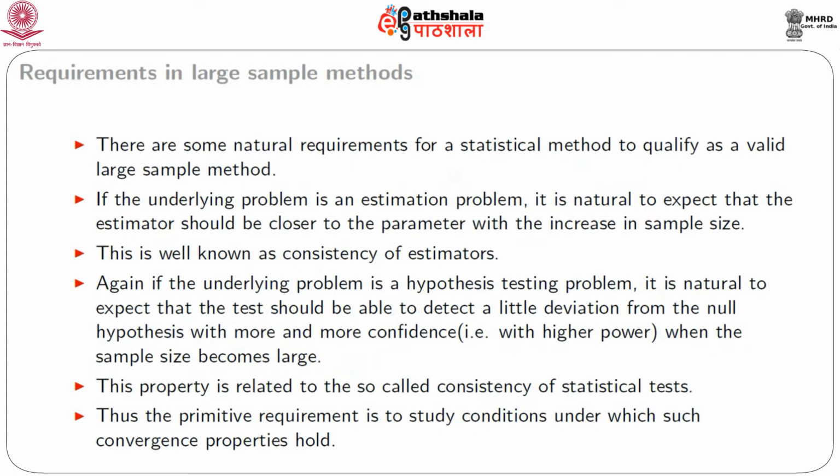So, now we shall discuss some requirements in large sample methods. There are some natural requirements for a statistical method to qualify as a valid large sample method. If the underlying problem is an estimation problem, it is natural to expect that the estimator should be closer to the parameter with the increase in sample size. This is the well known property of consistency of estimators. Again, if the underlying problem is a hypothesis testing problem, it is natural to expect that the test should be able to detect a little deviation from the null hypothesis with more and more confidence. In statistical terms, this means we should be able to detect a little deviation from the null hypothesis with higher power, of course, when the sample size becomes large. This property is related to the so-called consistency of statistical tests. Thus, the primitive requirement is to study conditions under which such convergence properties hold.